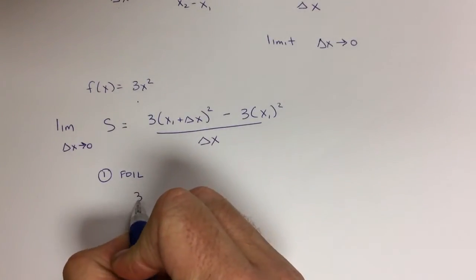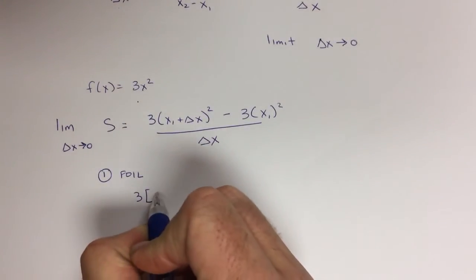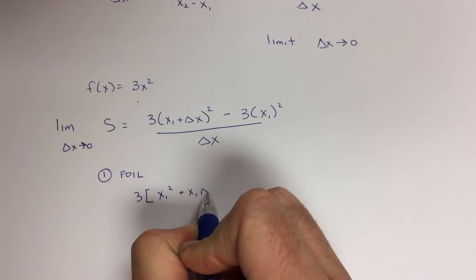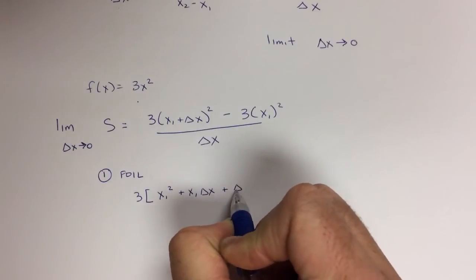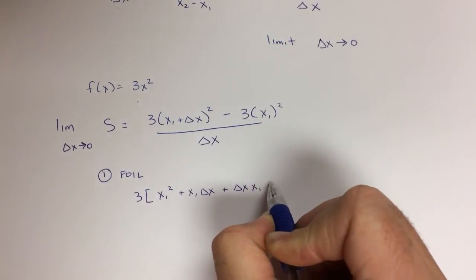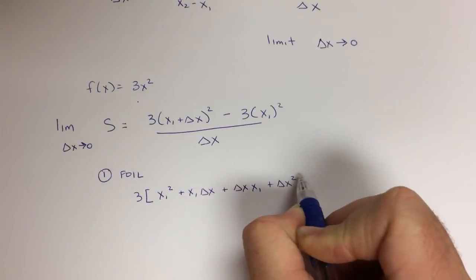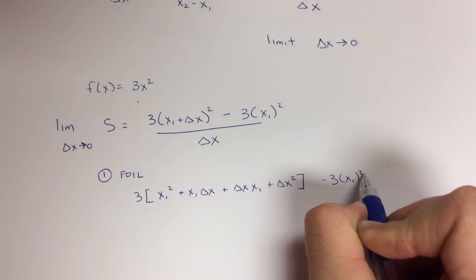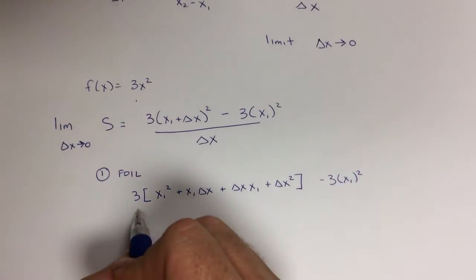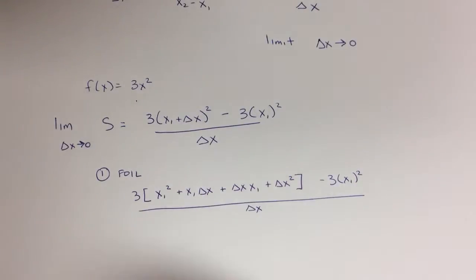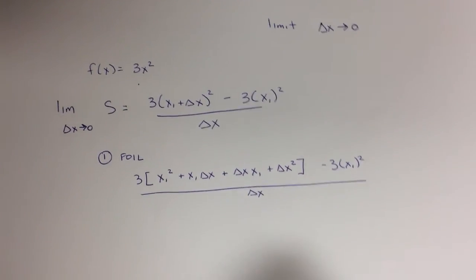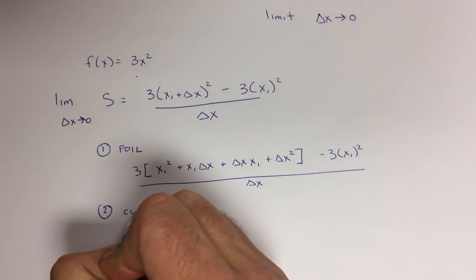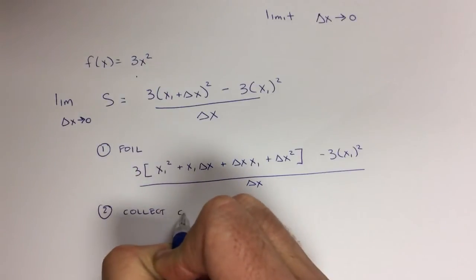To FOIL that out, I get 3 times x1 squared plus x1 delta x plus delta x x1 plus delta x squared, minus 3 times x1 squared, all divided by delta x. So step 1 is FOIL. Step 2 is to collect and cancel.